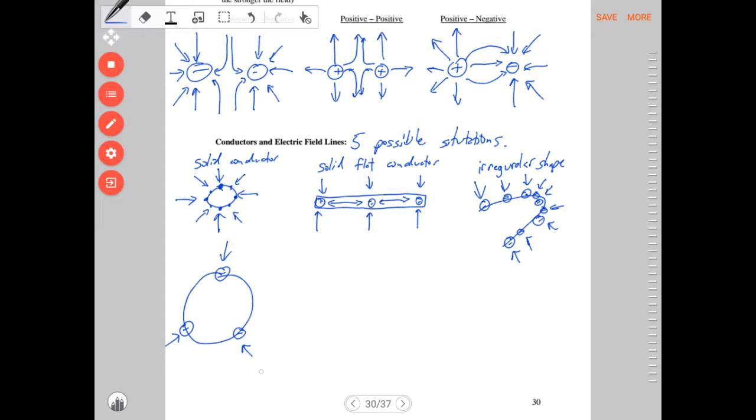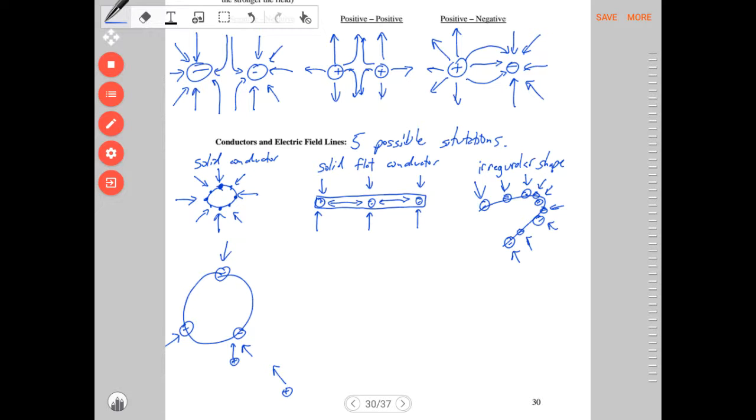Now remember, the further away from the object, the less in magnitude the electric field is, which means the less the electric force is. For instance, if I put a positive test charge here and a positive test charge there, this one would feel a much greater force than the further away one. And remember, that's from that formula kQ1Q2 over r squared. That r makes a huge difference.